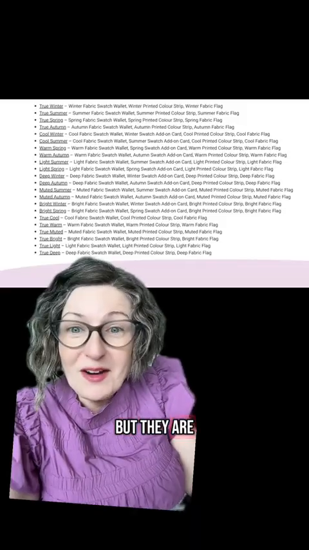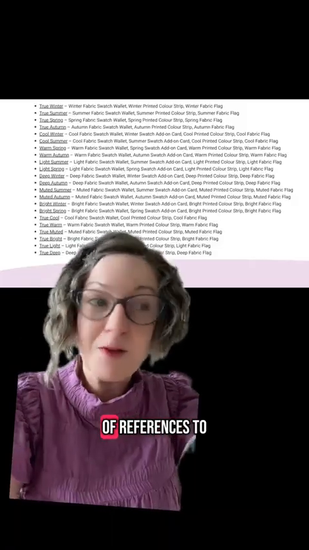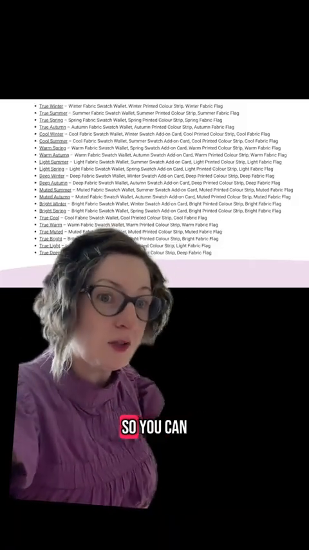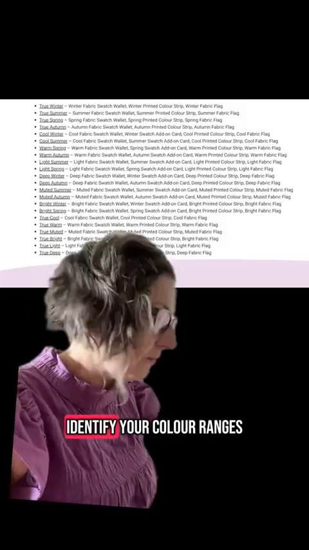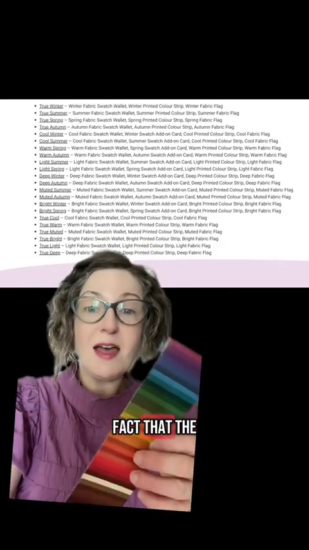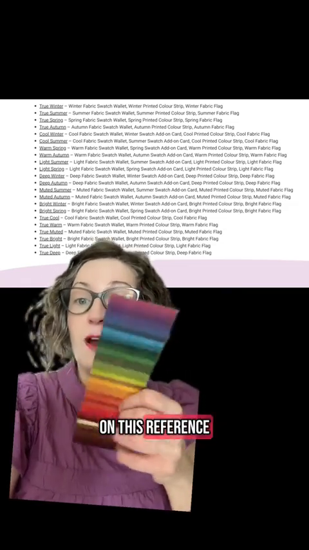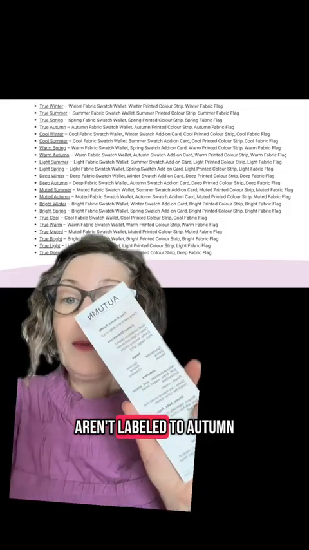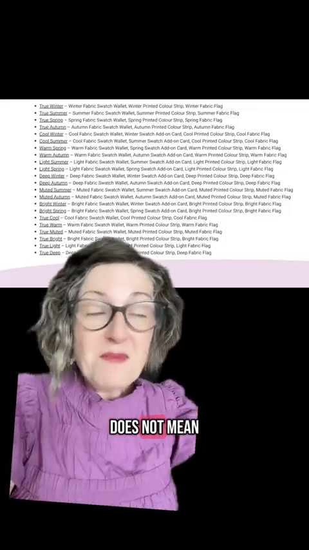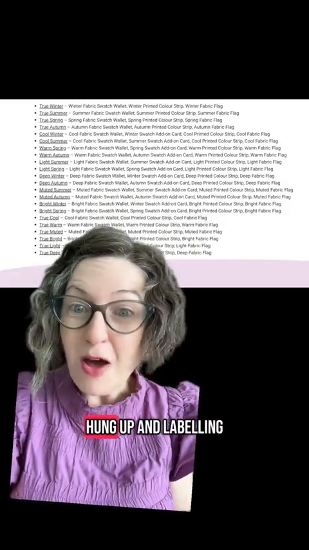But they are. The whole goal of color analysis is to have a set of references to shop with, so you can use it to identify your color ranges. That's the goal. And the fact that the true autumn colors on this reference aren't labeled true autumn does not mean they aren't true autumn colors. So I wouldn't get so hung up in labeling.